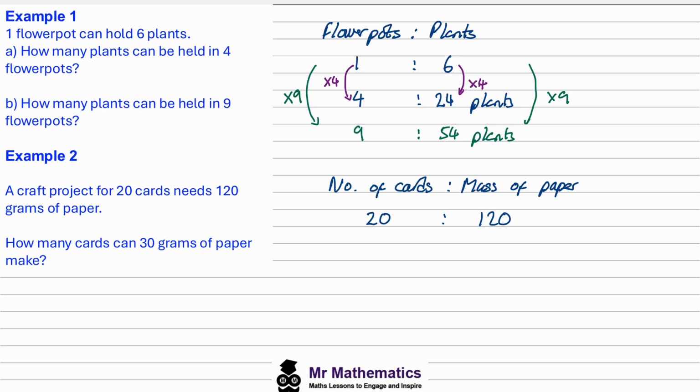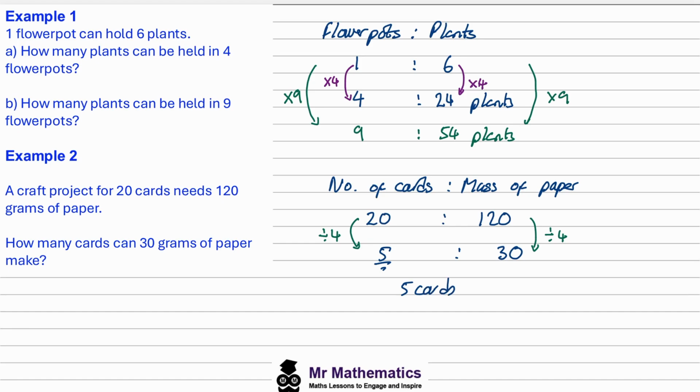We want to scale our ratio to work out the number of cards when we've got a mass of 30 grams. So if we write the mass here, then how do we scale the 120 to get to a 30? Well, we can divide this by 4. So we do the same to the other side. We divide this by 4, and then 20 divided by 4 will give us 5 cards, okay?